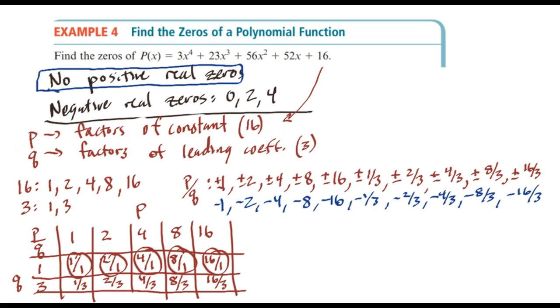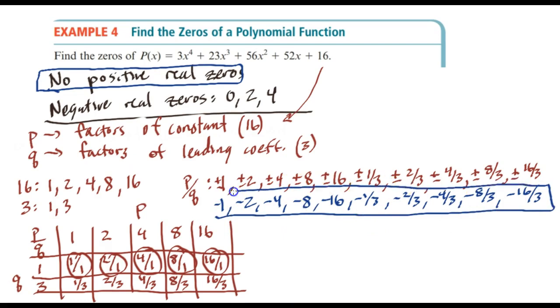All right, so we're going to be looking at these rational zeros in the next video. And we're done at this point. We just wanted to go over the rational zeros and combine what we learned from Descartes' rule of signs. And this is what we get.